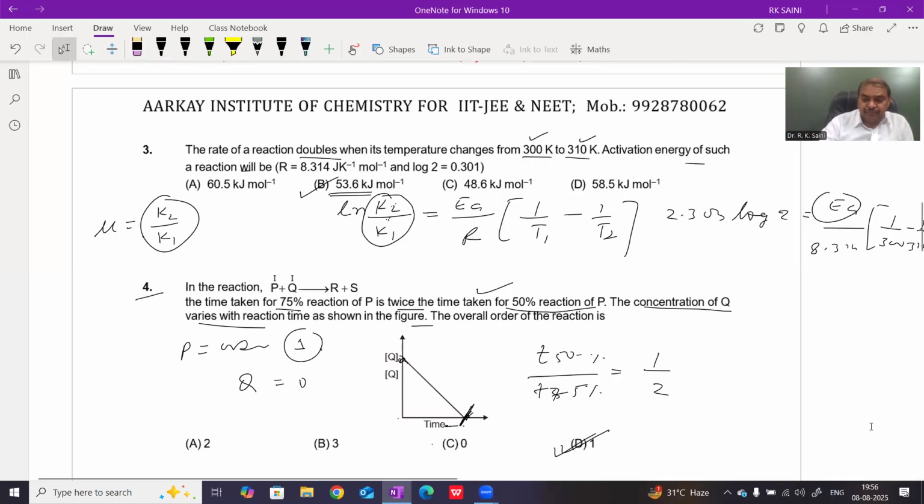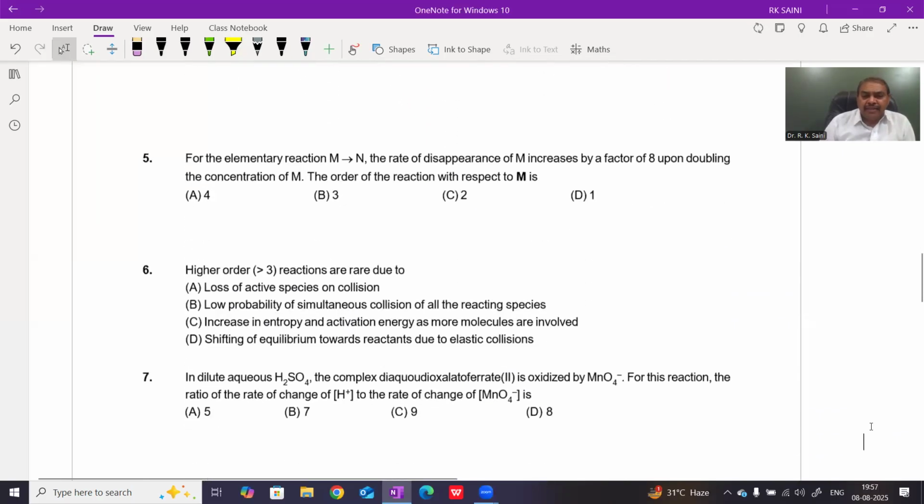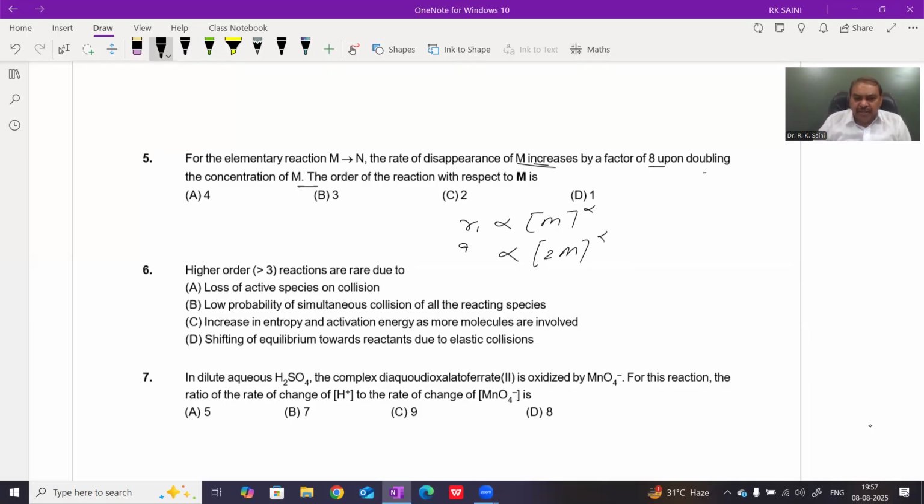Question number 5. For an elementary reaction, the rate of disappearance of M increases by a factor of 8 upon doubling the concentration of M. Find the order. First, we write rate 1 is directly proportional to concentration of M to the power alpha. In the given question, when the concentration of M increases 2 times, the disappearance rate becomes 8 times. We solve the equations and find the order.